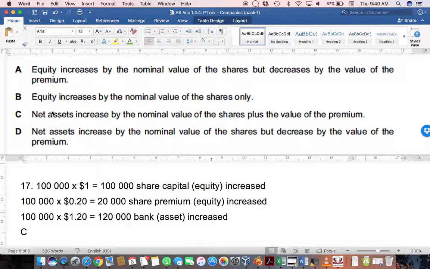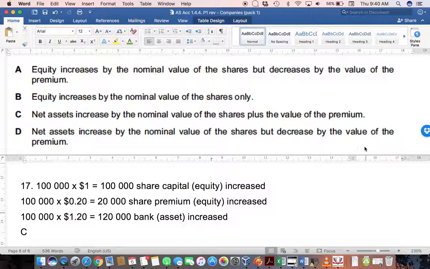Number C and D, instead of referring to equity, it refers to net assets, which is actually quite nice. Keep in mind that net assets is your assets less your liabilities, and this would equal your equity. But it's a lovely way of actually showing that your asset bank is increasing at the same time as your equity increasing. So C suggests that the net assets increase by the nominal value of the shares plus the premium, and that is certainly an answer that we like.